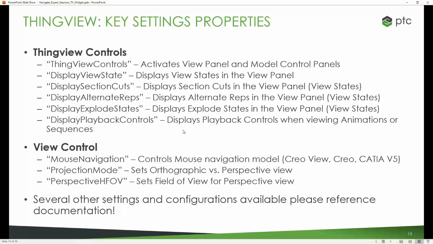2 other important settings are projection mode and perspective. So projection mode will control whether or not you use an orthographic or a perspective view. And perspective field of view allows you to control and either tighten or expand the field of view when set to perspective. This setting isn't relevant when you're using orthographic view. I would encourage you to take a look at several of the other settings and configurations available though. We've got pretty good documentation which outlines what each of the different properties control inside of the ThingView widget.